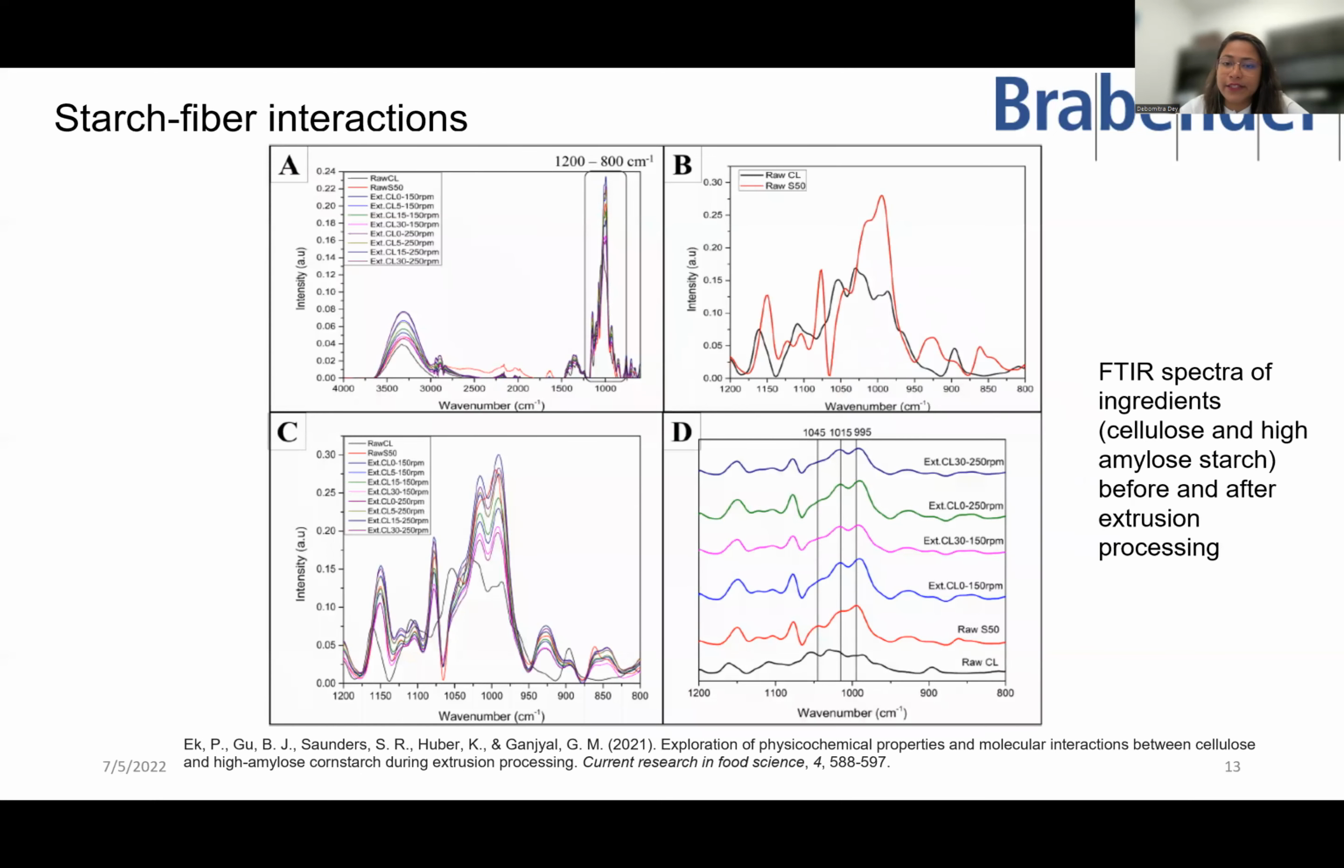In the second study as well, the authors tried to study 50% amylose starches with different mixtures of cellulose. In this study as well, what the authors talked about was definitely very similar to what we talked about in the earlier study.